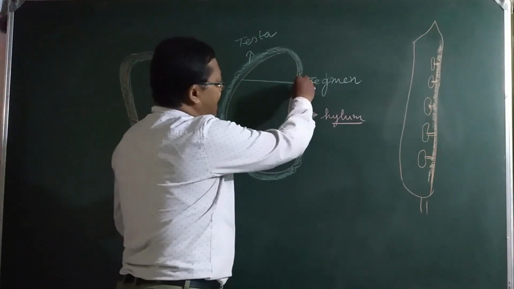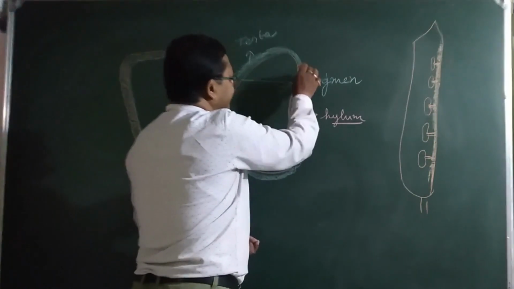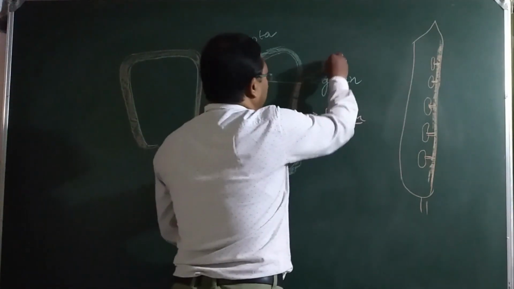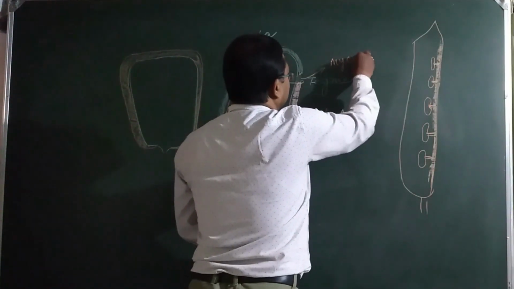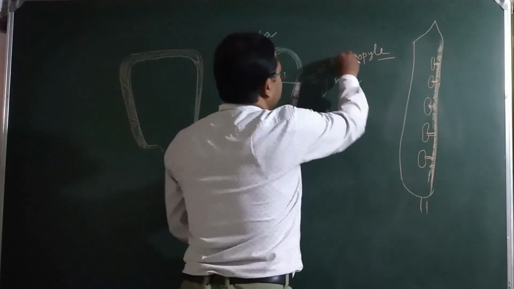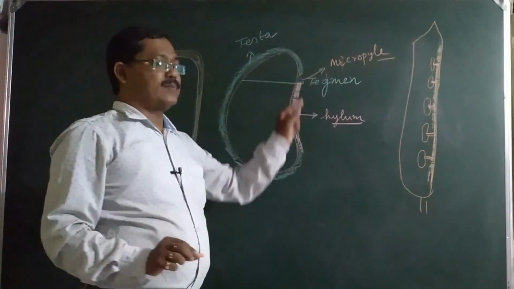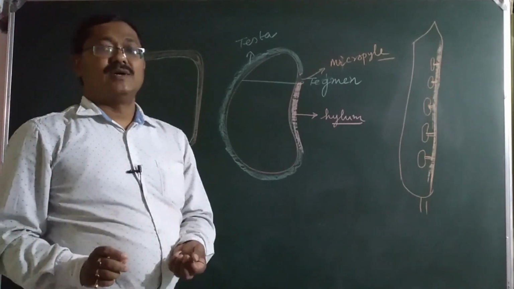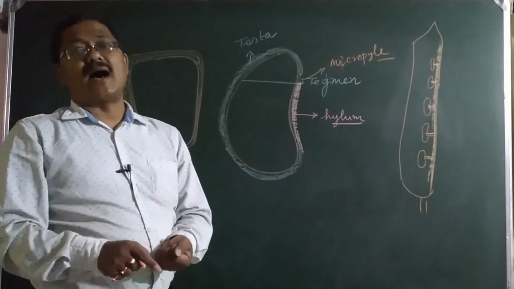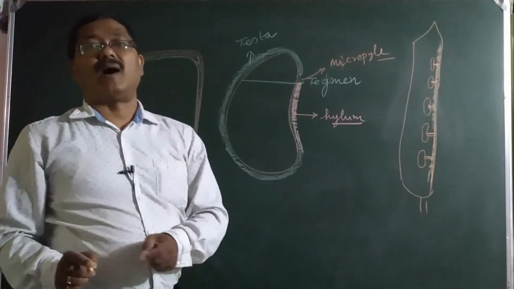On the upper side of the hilum, a small aperture is observed. This aperture is called the micropyle. So what is the micropyle? The micropyle is the aperture through which the male gamete enters the ovule in the early stage. In the later stage it is present as a remnant part.